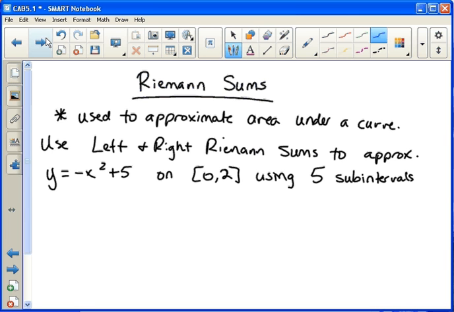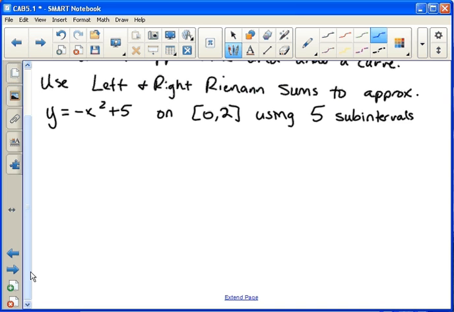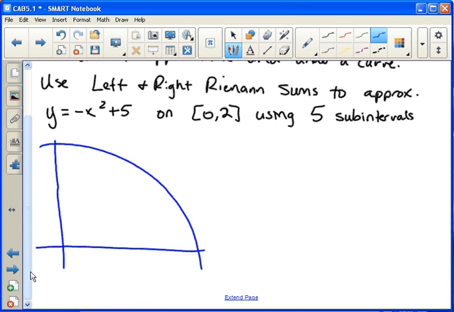So let's look at this, then we'll talk a little bit more about Riemann sums and area under a curve in general. It says use left and right Riemann sums to approximate the area under y equals negative x squared plus 5 on the interval 0 to 2 using 5 subintervals. So here's the idea. I know what negative x squared plus 5 looks like because I prepared for this, but it's okay if you don't. I'll show you what I would recommend you draw on most of them. It's not necessarily to draw the whole graph, but I will for this one.